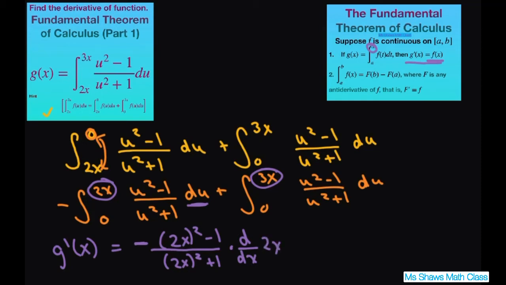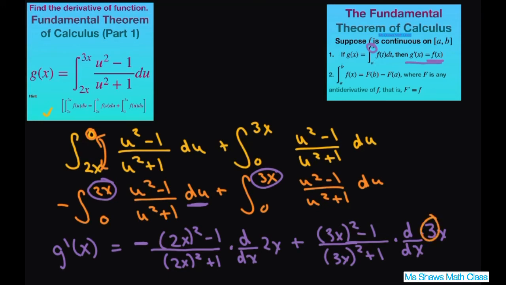Plus, and do the same thing with your 3x. Minus 1, 3x squared plus 1, times the derivative of 3x, with respect to x. Okay, so I'm going to go to the next slide, but this is just going to be 3. Once you differentiate that, this is going to be 2. So let's write that down.